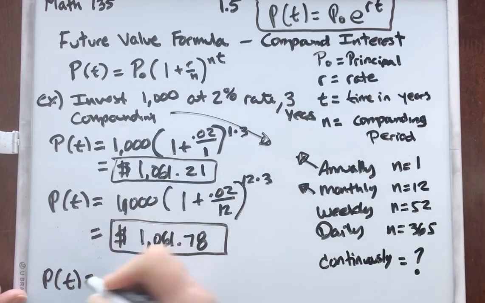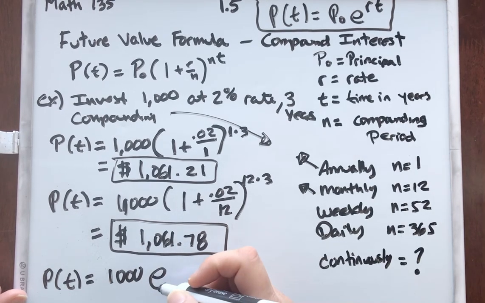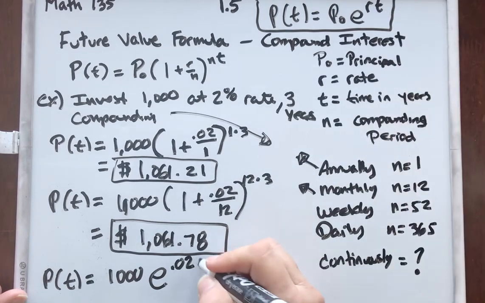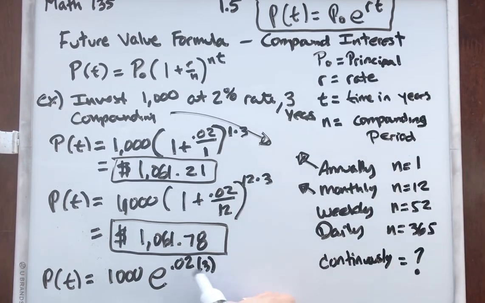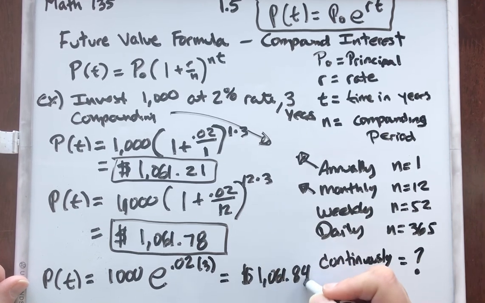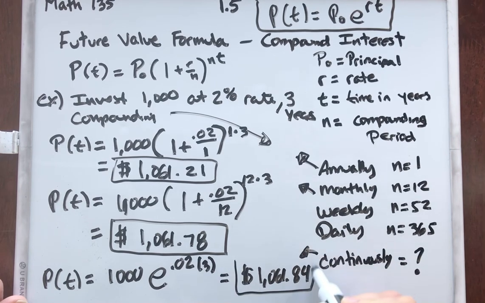So we have P of t equals 1,000 times e to the r, and the r is 0.02, times t, 3, and we would multiply those, take it to the power of e with our calculator, multiply by 1,000, and we would have $1,061.84. So we see with continuously, it even grew larger.